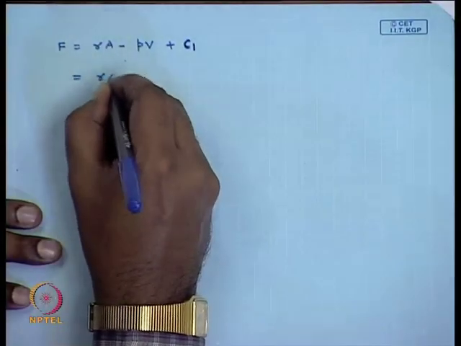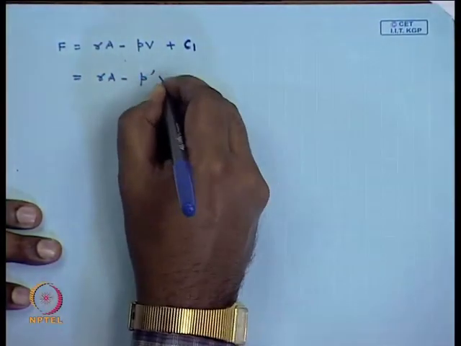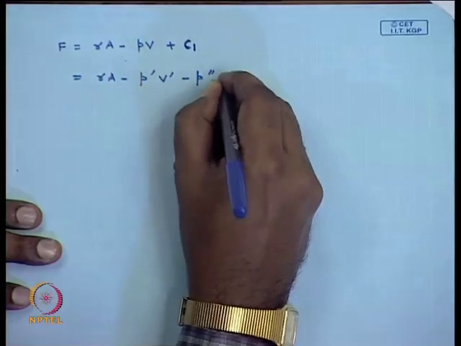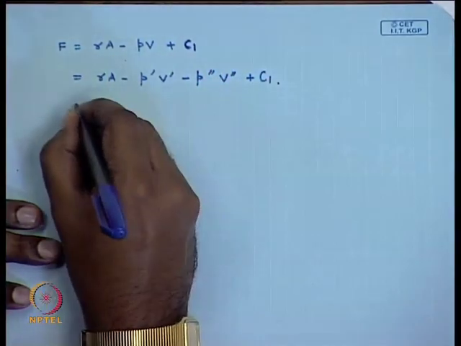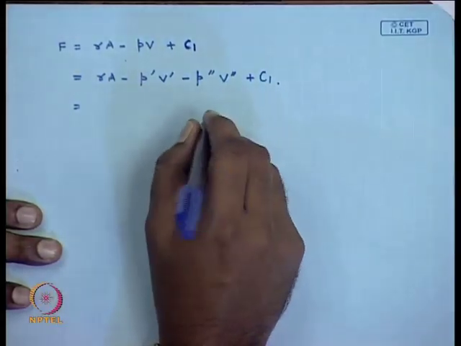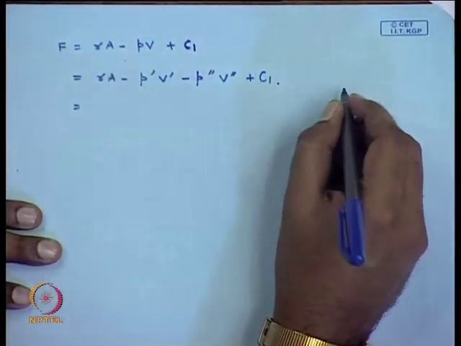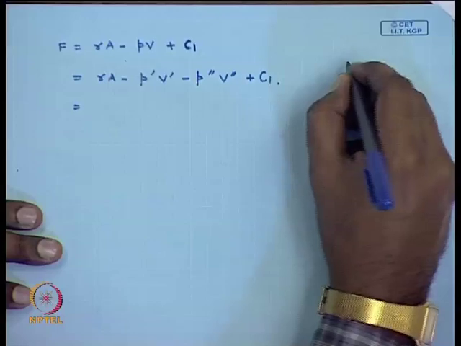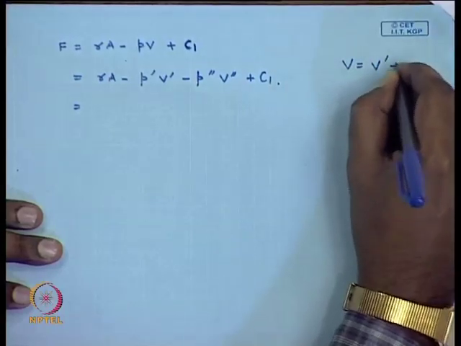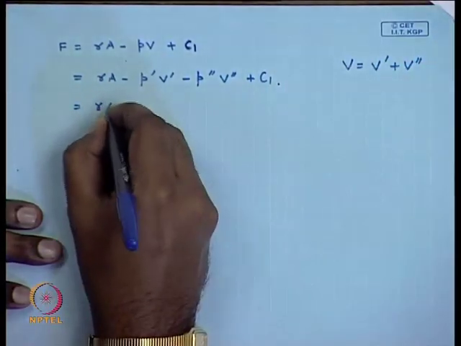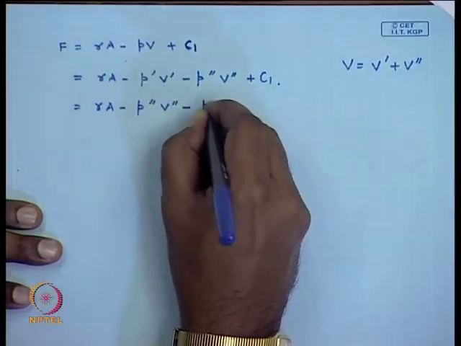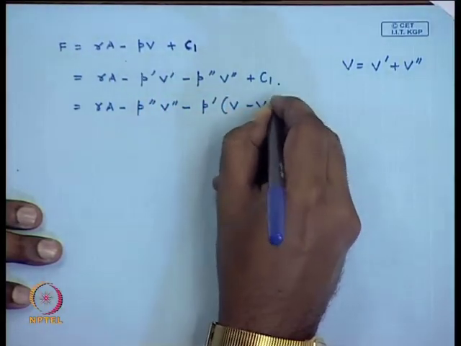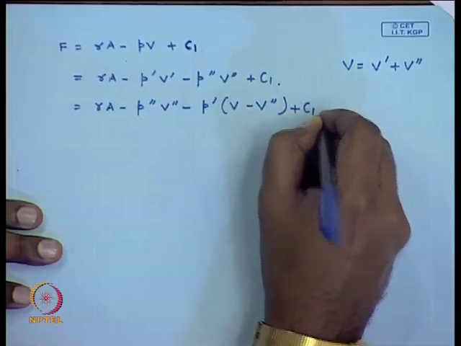Okay. So, what you can write is F is gamma A minus P dash V dash minus P double dash V double dash plus C1. Since we have V is V dash plus V double dash, you can conveniently write that, okay.